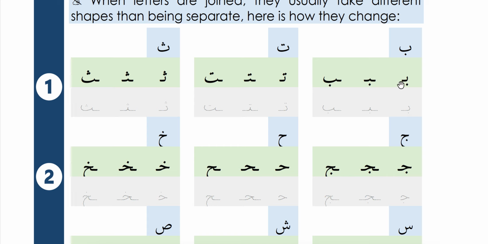The most important thing here to master them is to know the number and the place of the dots. So here, ba, we know that it has only one dot, and this dot comes under the tooth. This one we call the tooth, or chair of the letter, and under it there is the one dot. Ta has two dots on top. Tha, three dots on top.